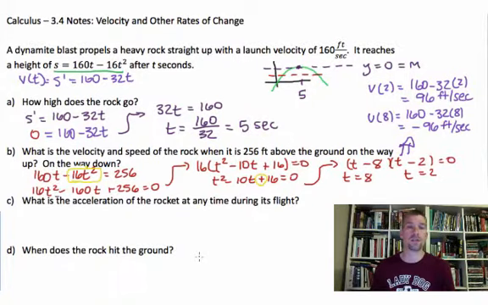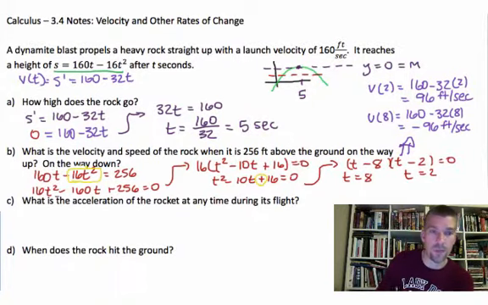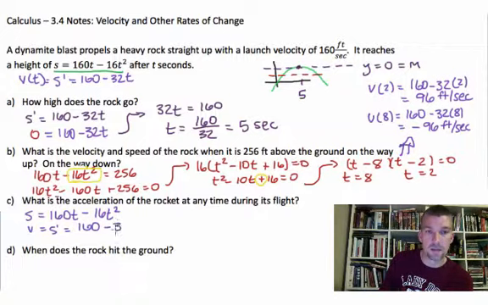Well, what is the acceleration of the rocket at any time during its flight? Remember that we start with position, which is 160t minus 16t squared. Then we go to velocity, which is the derivative of position, which is 160 minus 32t. Then we go to acceleration, which is the derivative of velocity, which is the second derivative of position, which is going to be negative 32.